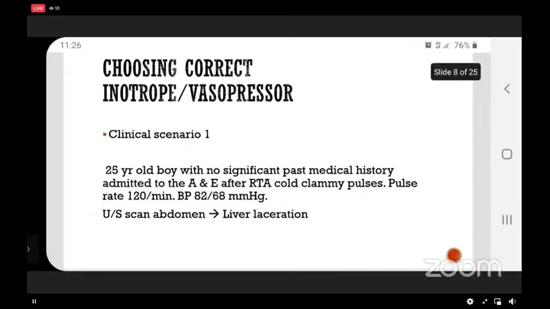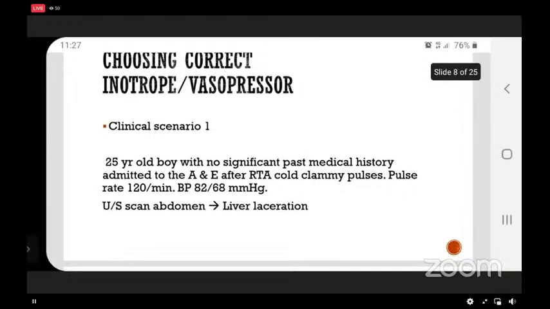The first scenario, I'll read that for you, is a 25-year-old boy with no significant past history, admitted to accident and emergency following a road traffic accident. Now he is having cold, clammy peripheries. The pulse rate is high, 120 beats per minute. Blood pressure is quite low, 82/68, with a low pulse pressure. The pulse pressure is the difference of systolic and diastolic blood pressure. Here it is about 14.